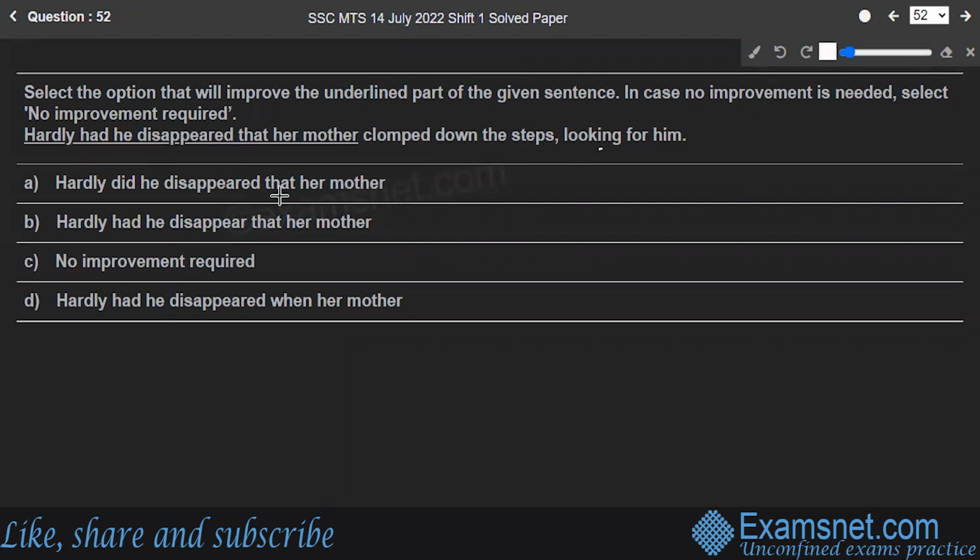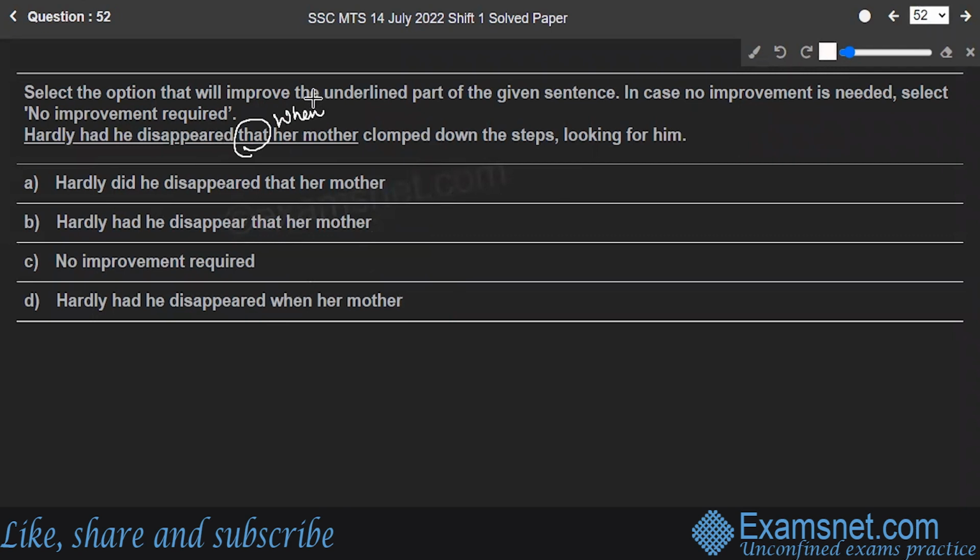So this underlined part should be replaced by option A, hardly did he disappeared that her mother, or B, hardly had he disappeared that her mother, or C, no improvement is needed, or D, hardly he disappeared when her mother. So when I'm reading this, hardly had he disappeared that her mother, this part contains an error because that seems incorrect. That should be replaced by the word when.